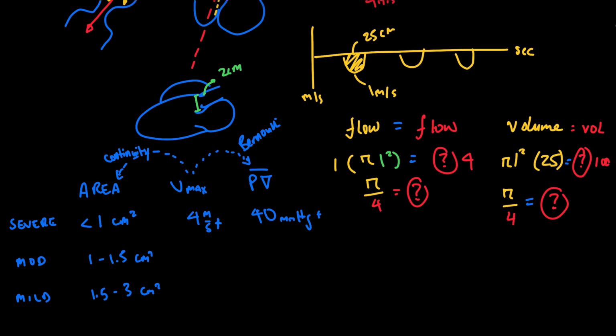And again, the one that you are measuring with echo directly is the velocity. If it's more than 4 meters per second, severe. And you use the velocity with Bernoulli to calculate mean pressure gradient, with continuity equation to calculate aortic valve area.